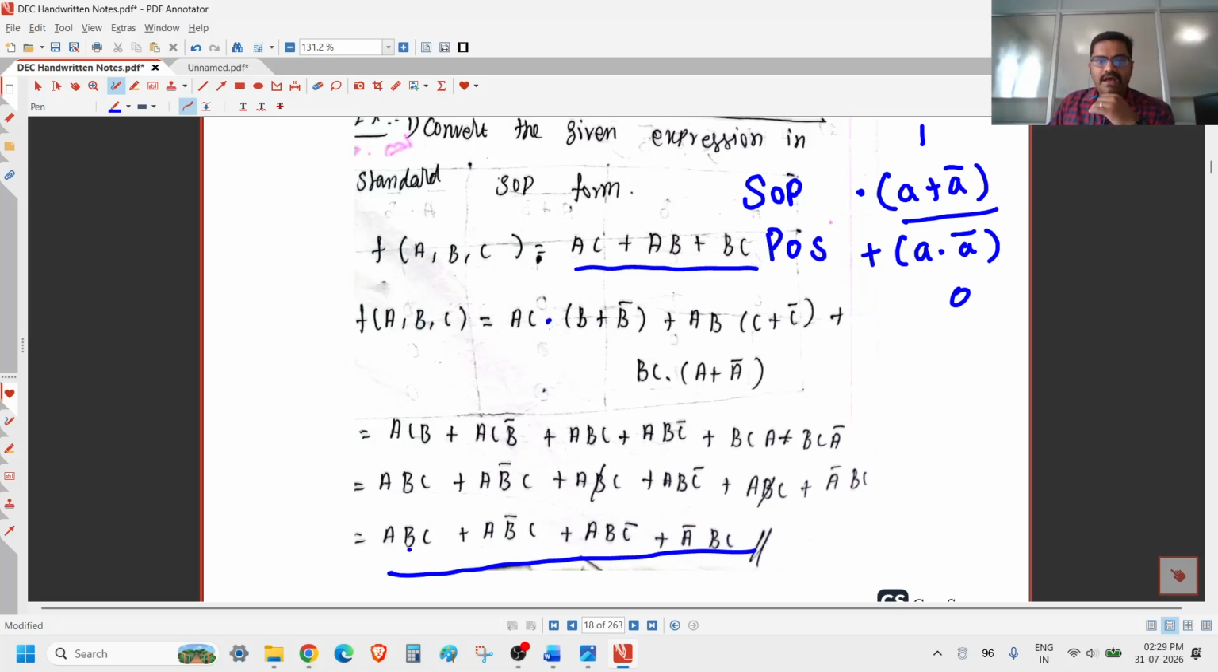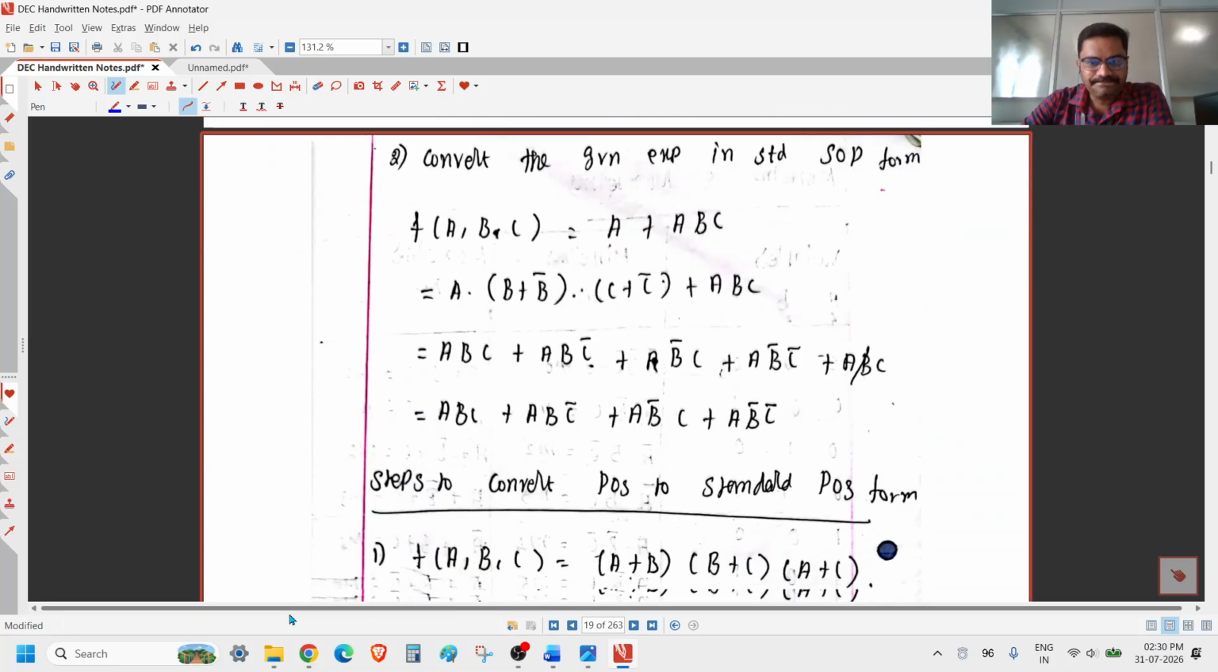Now you can see here 4 terms will be there. All the 4 terms contain all the 3 variables. So now it is called a standard form. This is how you have to convert the unstandard SOP into standard SOP, right?